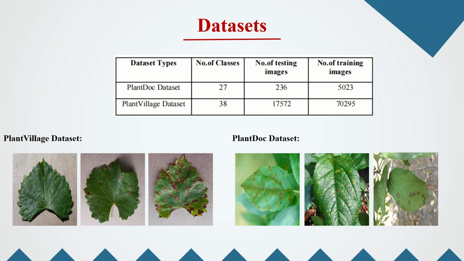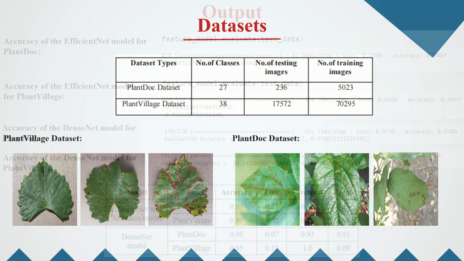As we can see in the image, for the PlantVillage dataset, the background of the image is plain and only a single leaf will be present in the image with less noise. In the PlantDoc dataset, the images are taken directly from the plant, so they do not have uniform backgrounds. So our main focus is on the PlantDoc dataset, which is more like a real-time dataset.